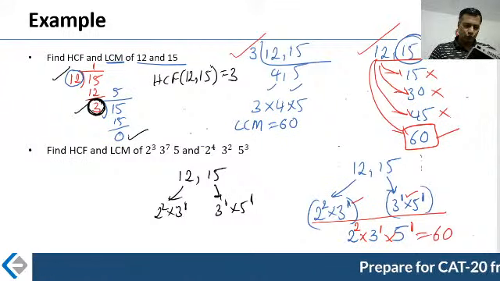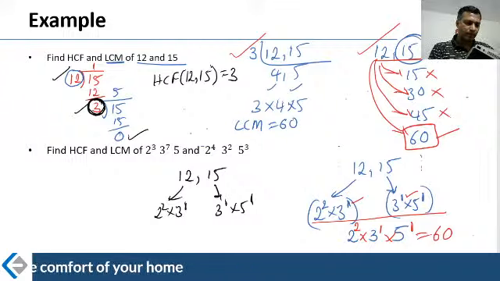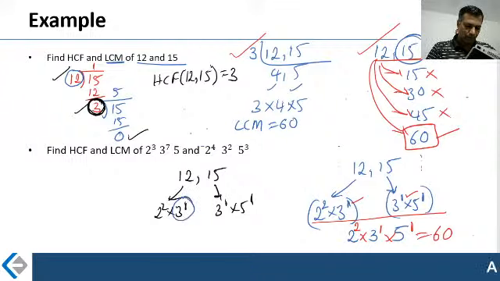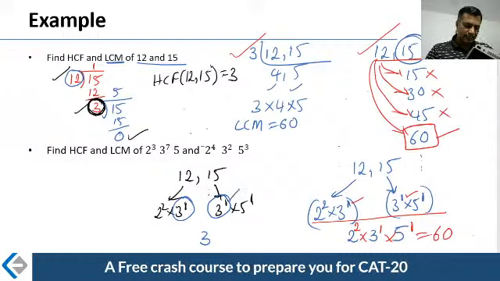So from here, what do you do? First of all, you look for the common prime, unlike LCM, where you looked at every prime. First, you look for the common prime between the two numbers. There is only one prime common, that is 3. 3 is the common prime. Then look for the least power of 3.